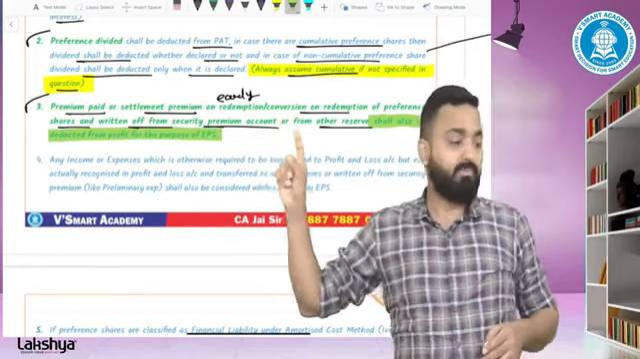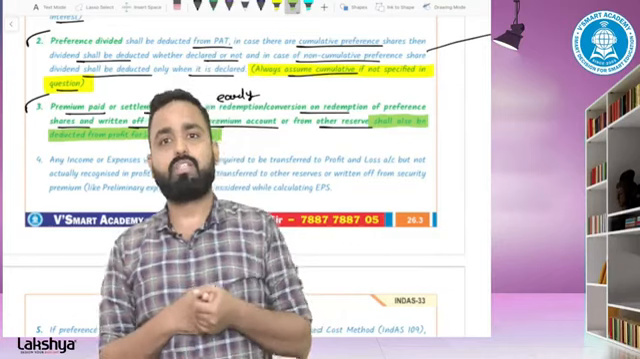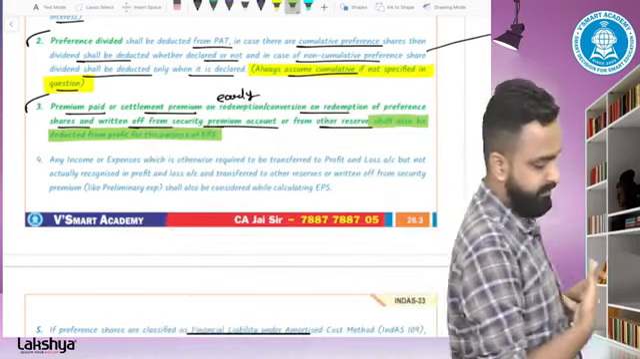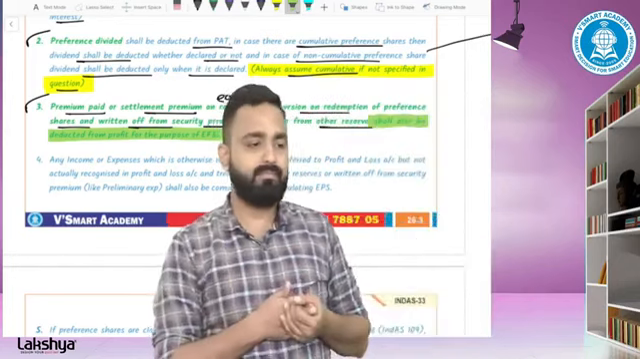Please tell me, this is the important point. The second point is very important. Please tell me, have you understood the things?